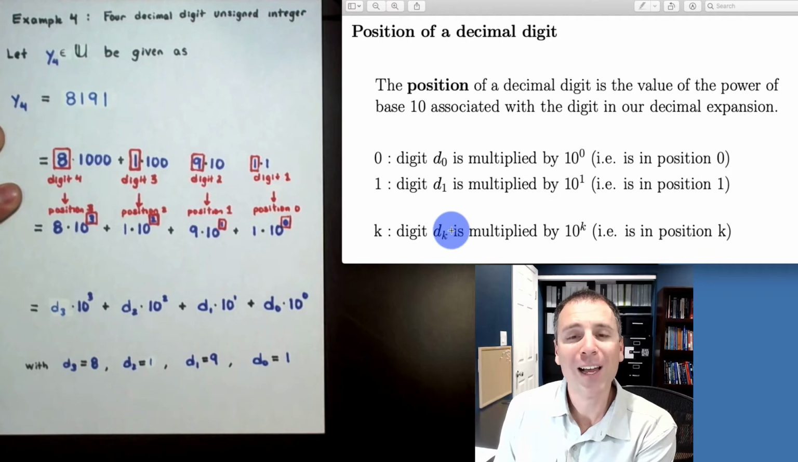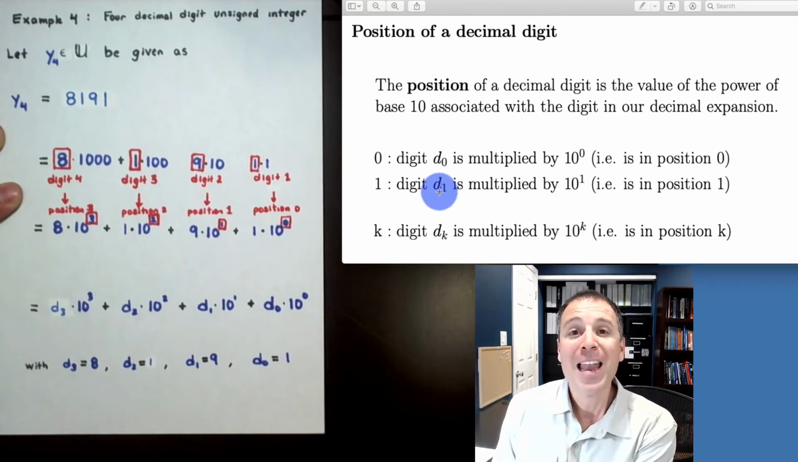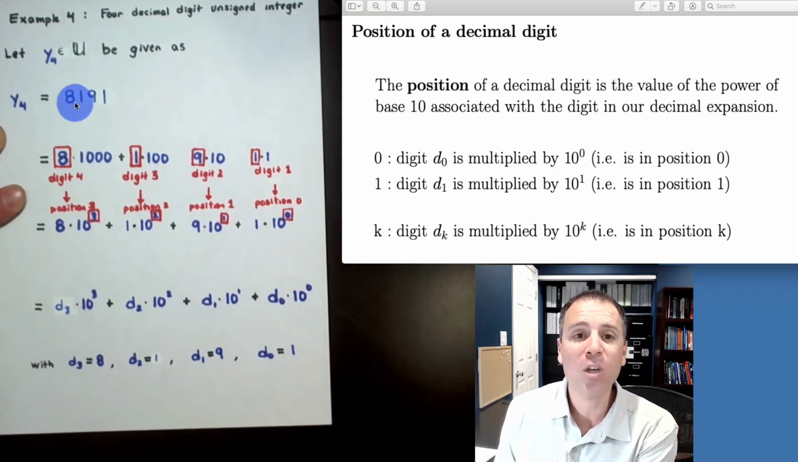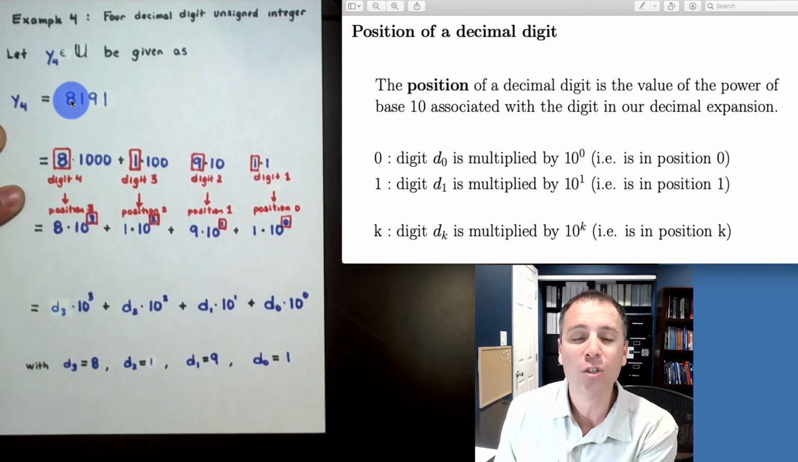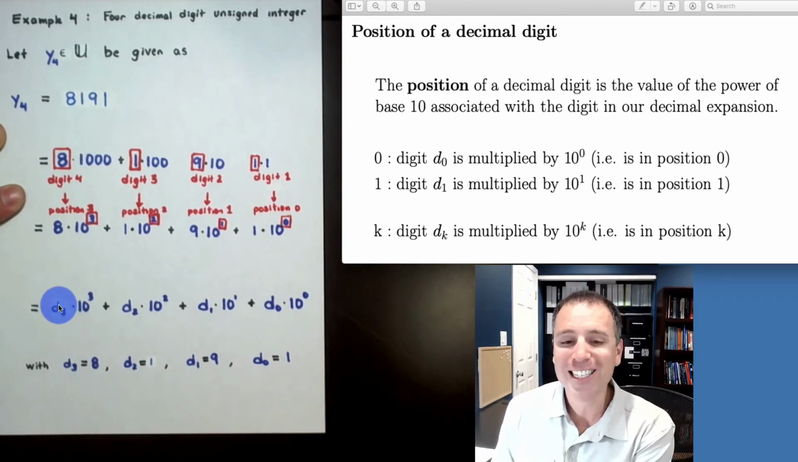We can generalize that and say that the digit d sub k is going to be multiplied by 10 to the k, or in other words, d sub k counts the groups of size 10 to the k. Now, this is really interesting because notice the number that we have on screen, the 8191, has 4 decimal digits. Here they are, 1, 2, 3, 4. But notice that the largest digit actually has subscript 3.